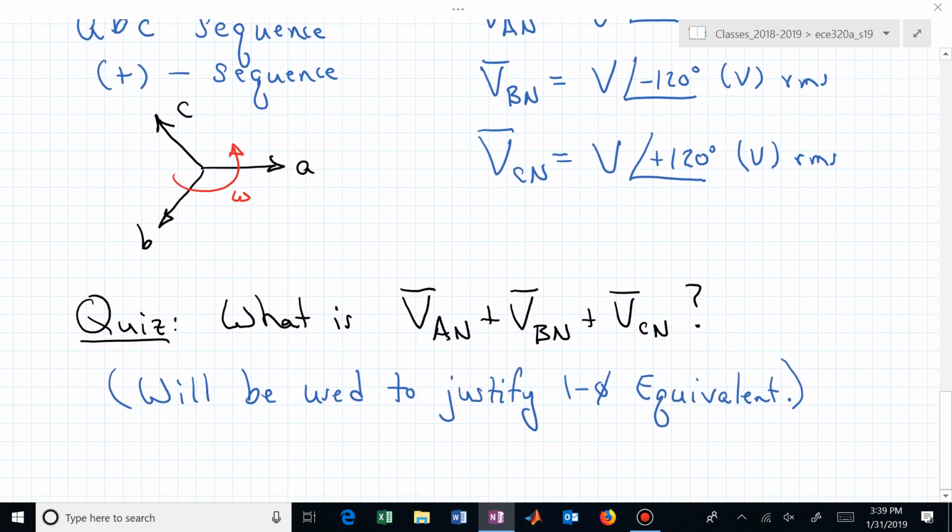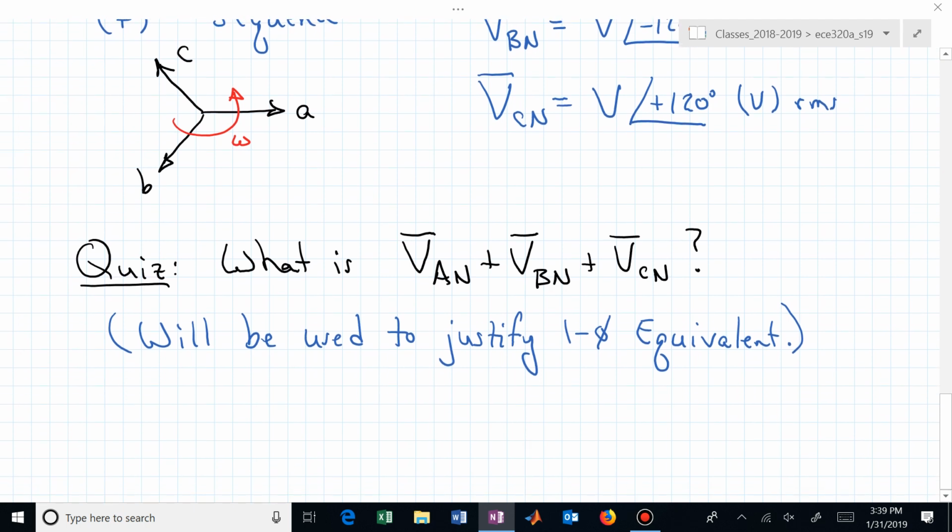If that's the case, then here's your quiz. What is the sum of these three phasors? No one heard that, did they? It was too quiet there. Heard what? So, what is the answer? What is the sum? And this is now a phasor sum or a vector sum. And why did somebody say 0, which is the correct answer?